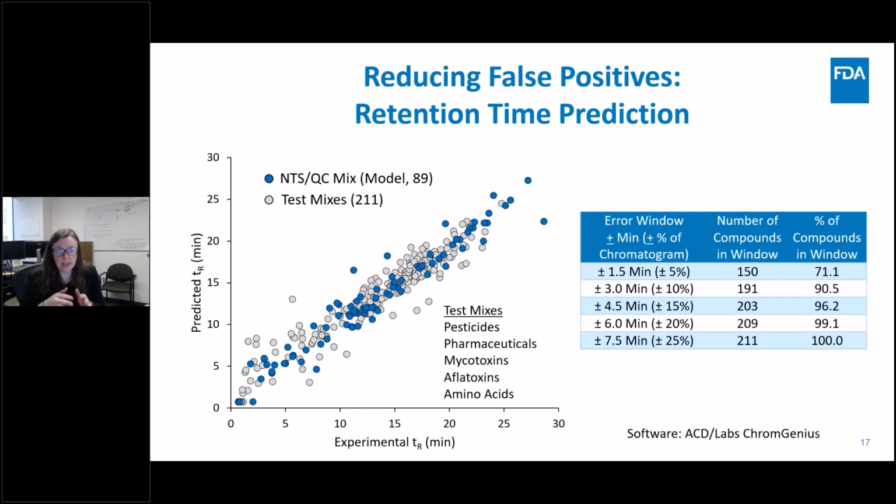And so, this helps us eliminate false positives, but we also might be kicking out a decent amount of true positives, right? So we can increase that window of allowance and capture more of the correct compounds, but we also tend to then increase our potential for false positives. So there's a bit of a trade-off here.